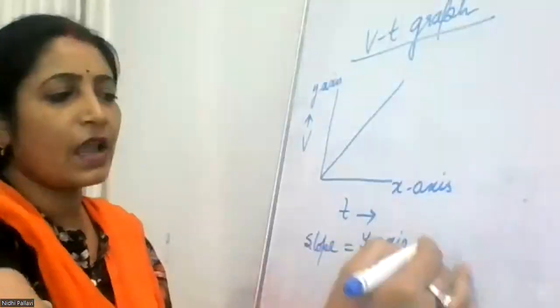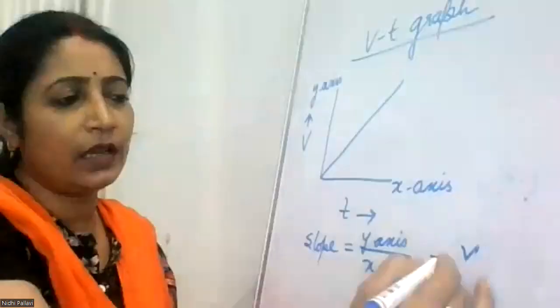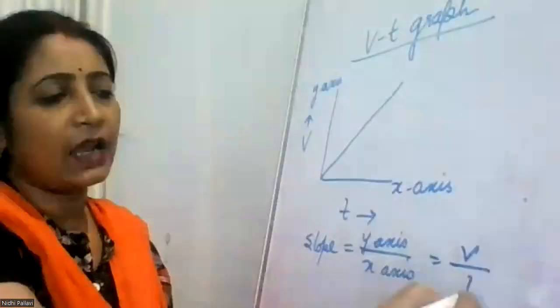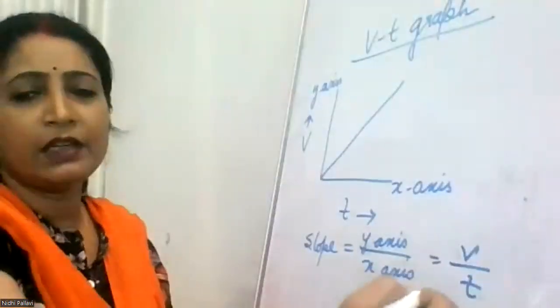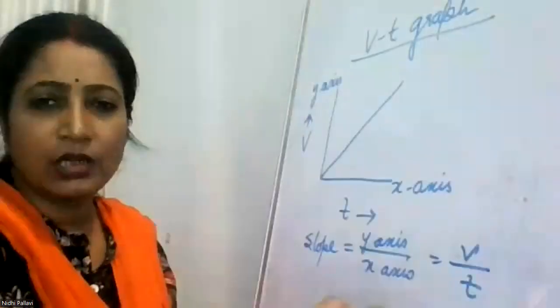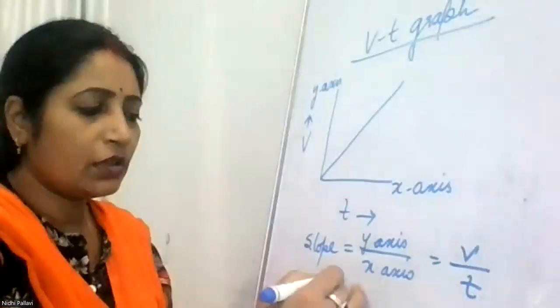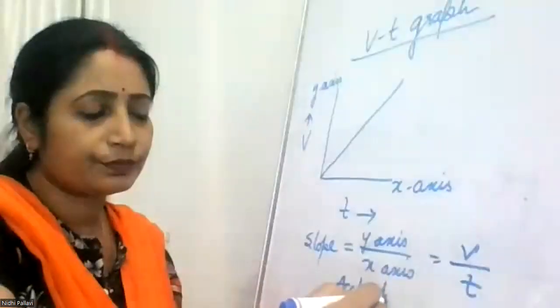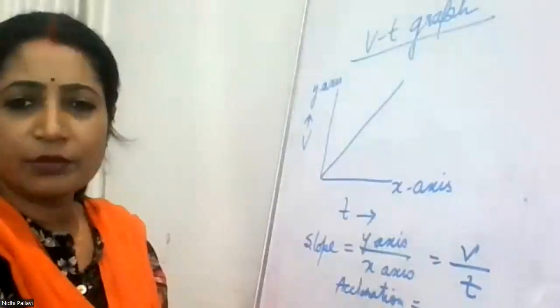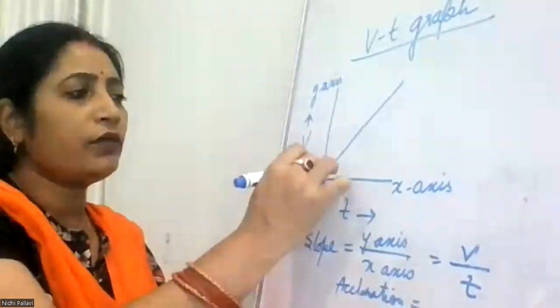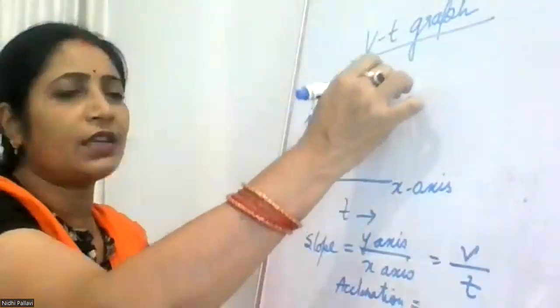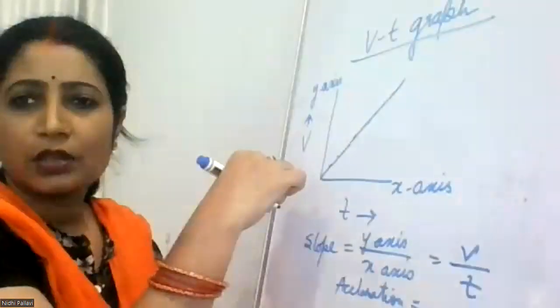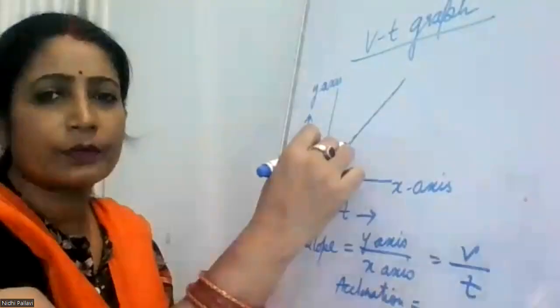Okay, y axis में क्या है? Velocity है और x axis पे क्या है? T है. तो v by t is equal to what? Will give you acceleration. क्या मिलेगा आपको? Acceleration मिलेगा, because when we are drawing velocity, each time velocity is changing. Velocity is changing or not?